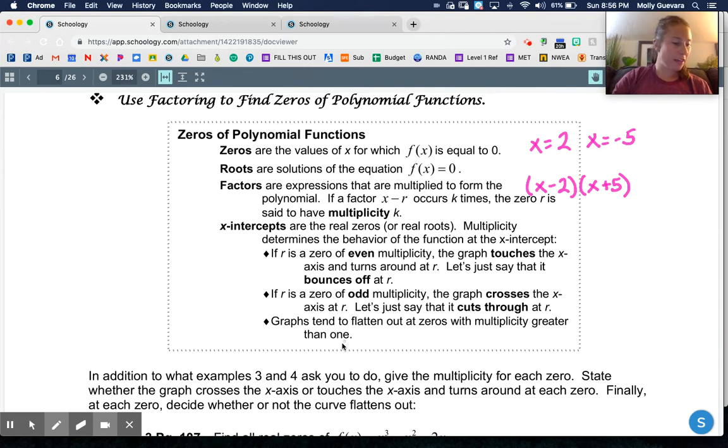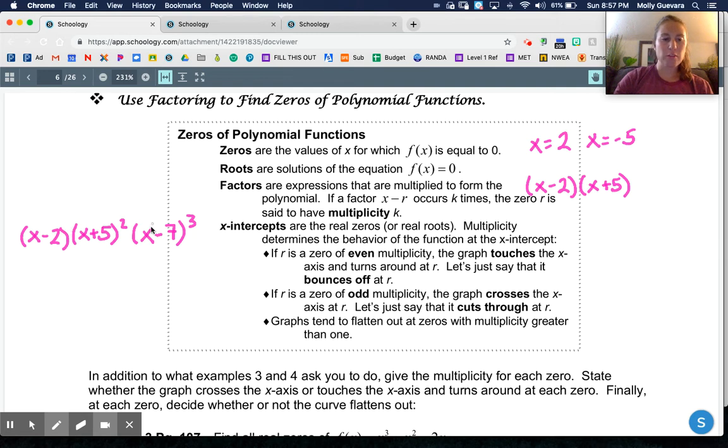Okay, then we have to talk about multiplicity. So I'm going to do it actually over here on the left. Multiplicity determines the behavior of the function. So this is kind of crazy. Let's say that I have an x minus 2, right? But then I have x plus 5 squared. But then I also have x minus 7 cubed, right? All different factors there. So I just kind of briefly want to go over what happens at each one.